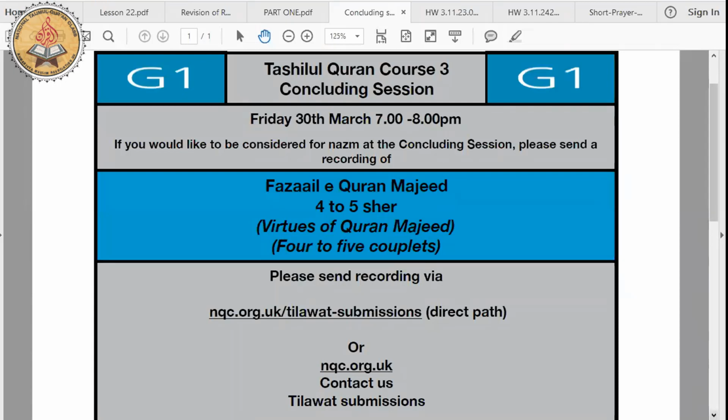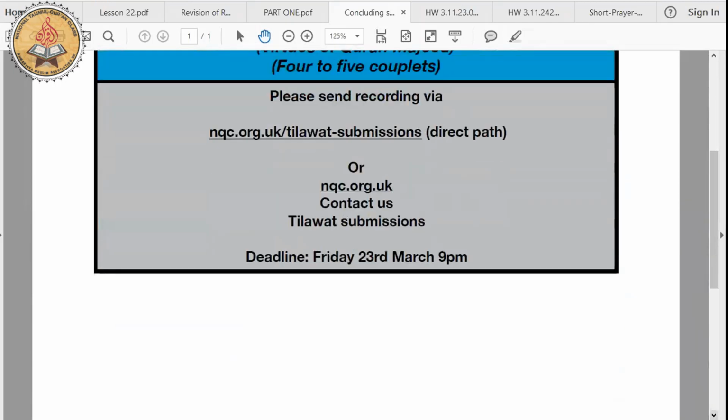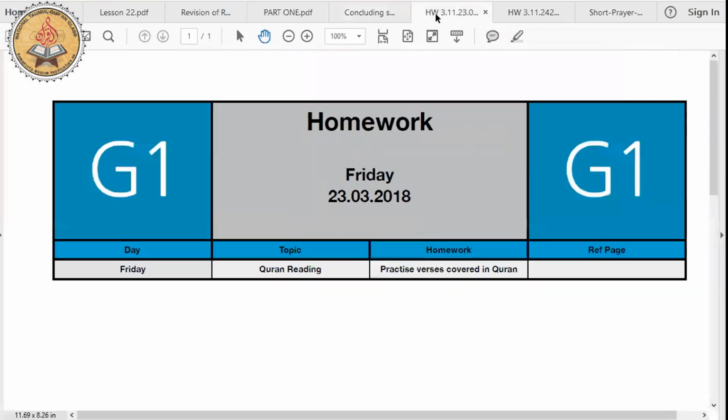And please send the recording via nqc.org.uk/tilawat submissions, or it's a direct path, or you can send it via nqc.org.uk or contact us, tilawat submission. Deadline is today till 9 p.m. So you still have time if you want to be considered to do the Nazam in our concluding session.